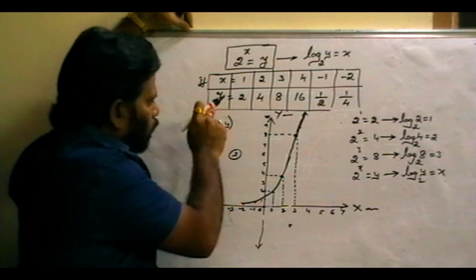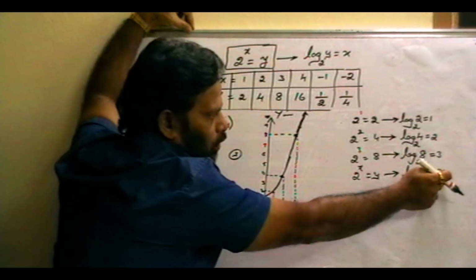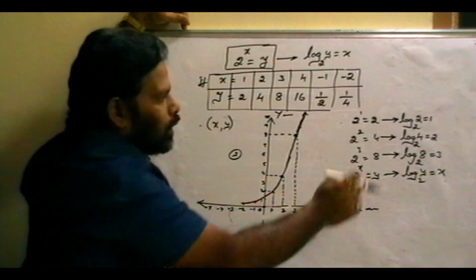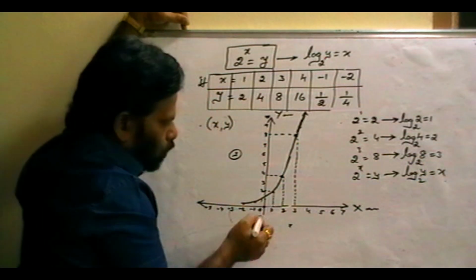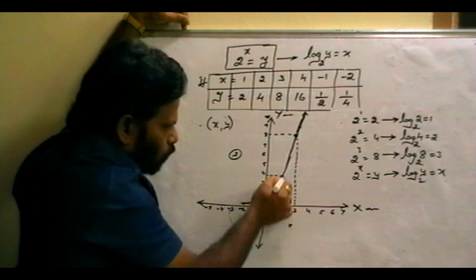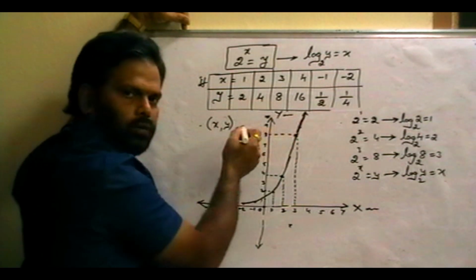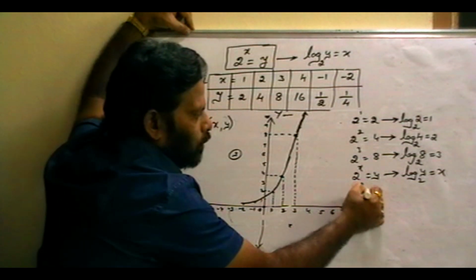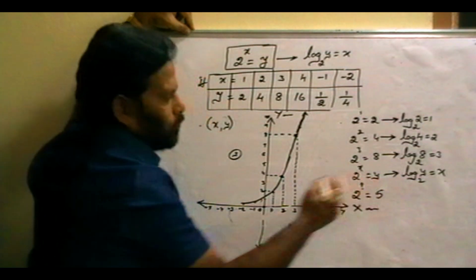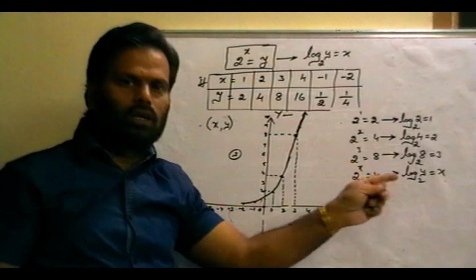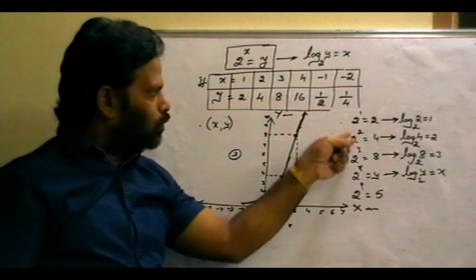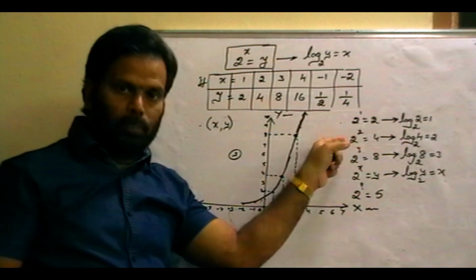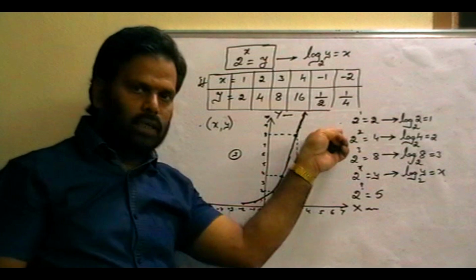Right? Now here x is a power, y is a value. To find the value of x, log y to the base 2. Otherwise 2 power x is equal to y. So 2 power 1 is equal to 2, 2 square is equal to 4, 2 cube is equal to 8. Now find out 2 to the power of how much will give 5. 2 power how much is equal to 5? 2 power 2 is equal to 4, 2 power 3 is equal to 8.